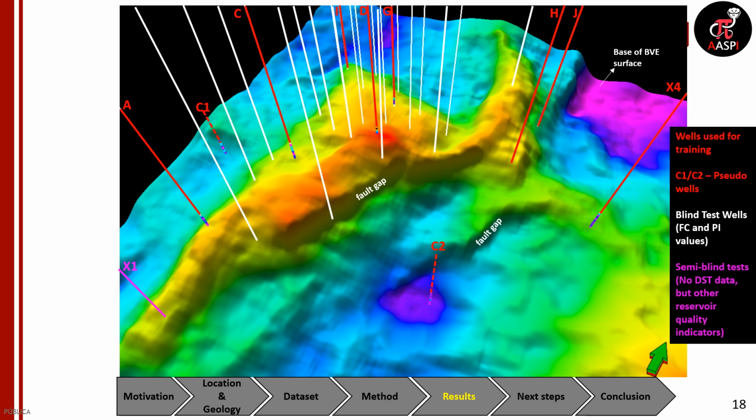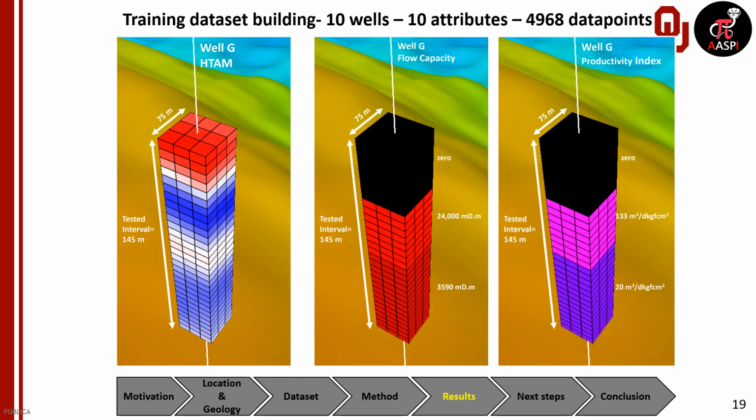So this is the data. The wells in red were used for training the supervised learning algorithms, and the wells in white were used as blind tests. We have test data, but they are not used for any training. We will use them for the validation of our models. And we have semi-blind tests as well. We have no DST data, but we have other reservoir quality indicators. So this is a detailed view of how we build the training data set.